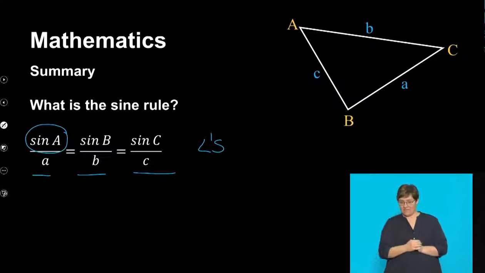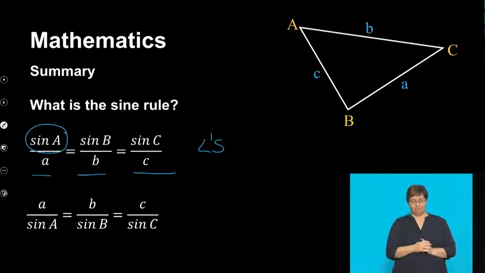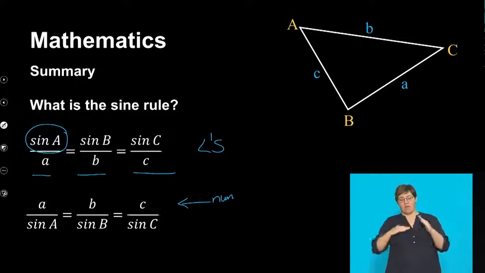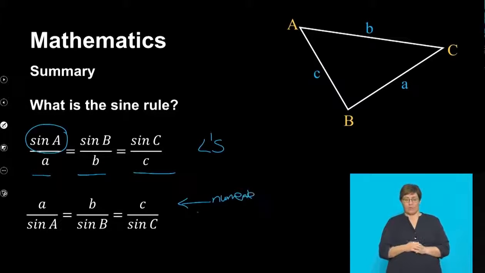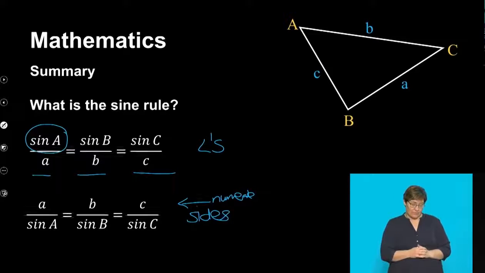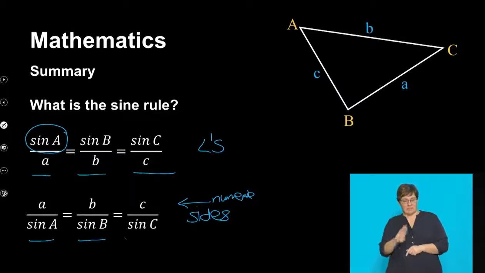Okay? And the second version of the sine rule we've used is this version, the reciprocal version, where all the sides are in the numerator. And we use these whenever we're trying to find the length of one of the sides of a triangle. It just makes our calculation easier, and this version reads A over sine A equals B over sine B equals C over sine C.